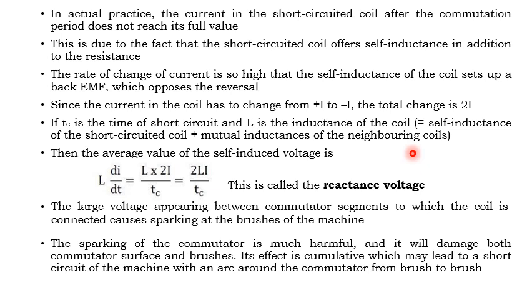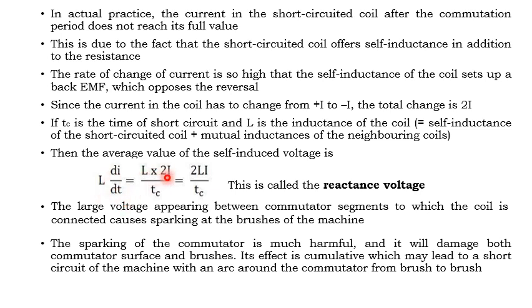Now the average value of the self-inductance voltage, in that particular case, is given as L into di by dt. And this voltage is called the reactance voltage. Now the reactance voltage is represented as L into di by dt. This is the general voltage expression with respect to an alternating quantity. So here this is L into di by dt.